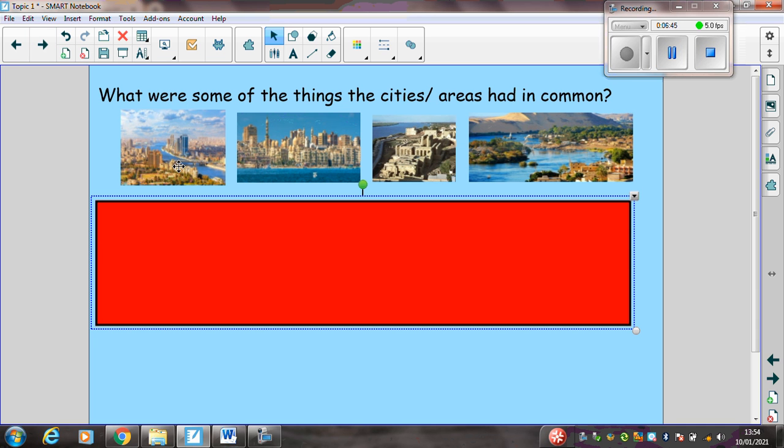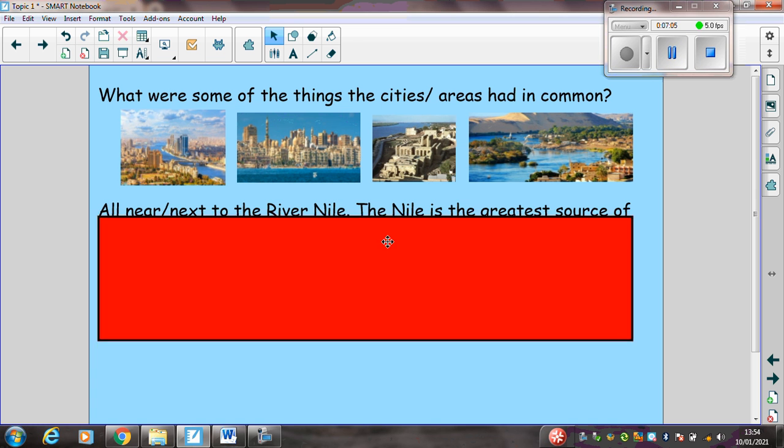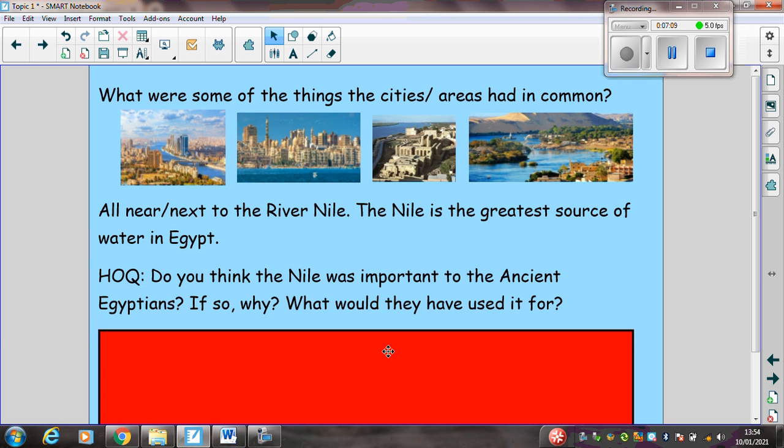Okay, so here is a selection of the images that I just showed you. If you just pause the video now, have a quick look at them, and there's something in particular that occurs in every single one that you might notice. Okay, so what's really interesting about all of these places is they're all near or next to the River Nile.